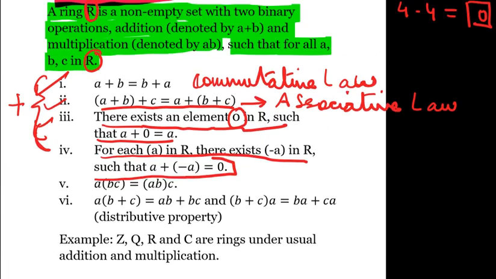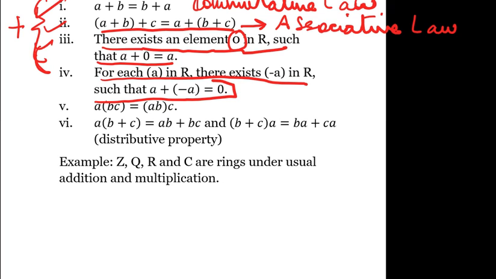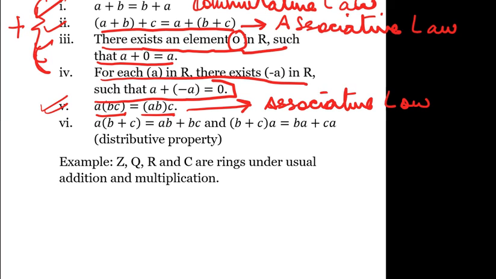Moving on to the next option. The next one is the multiplicative part. A dot B dot C is equal to A dot B dot C. This is the associative law with respect to multiplication.